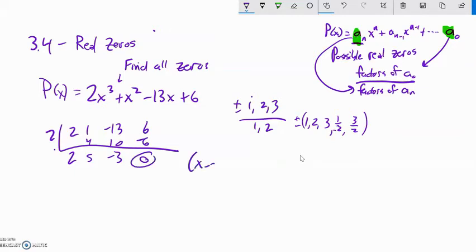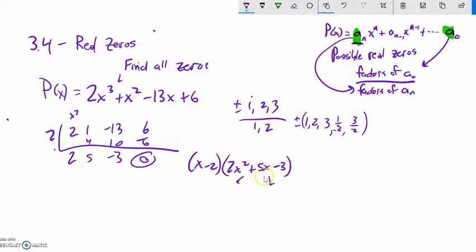I factored out an x minus 2. Remember, this was an x cubed, so it's down a degree. So what's left is 2x squared plus 5x minus 3. And then from here, what I can do is I can maybe try and factor this quadratic, or I could use quadratic formula if I need to.